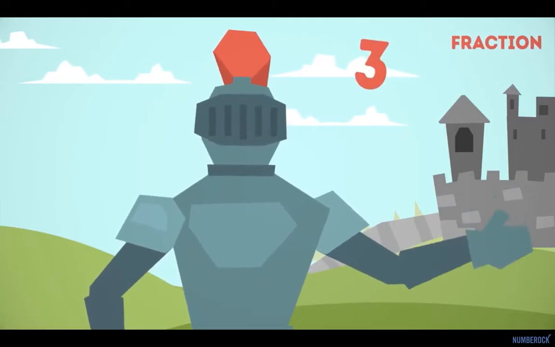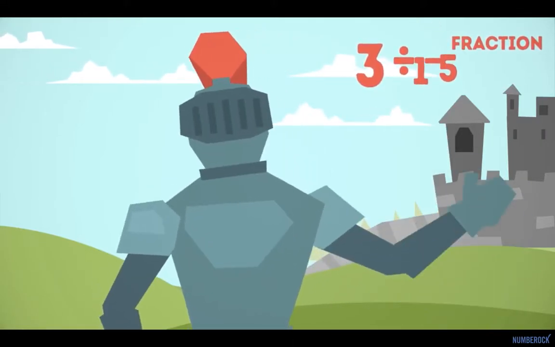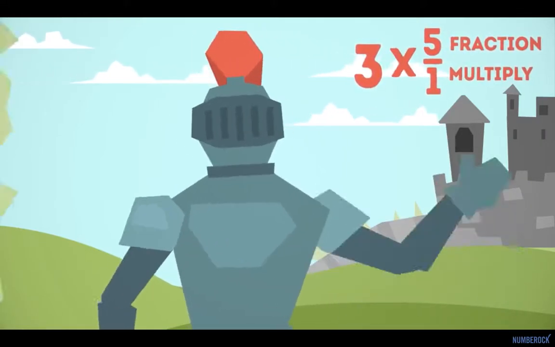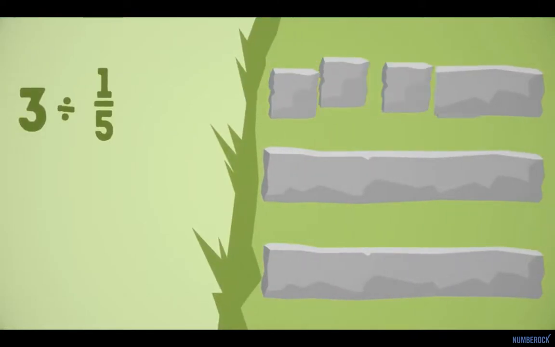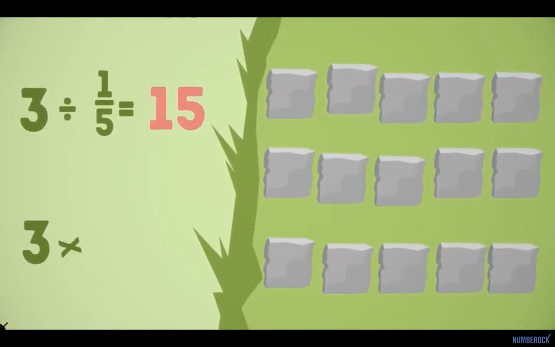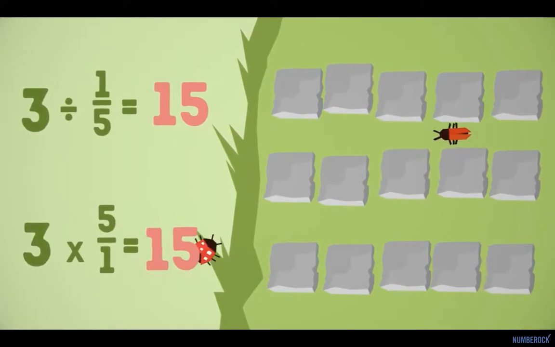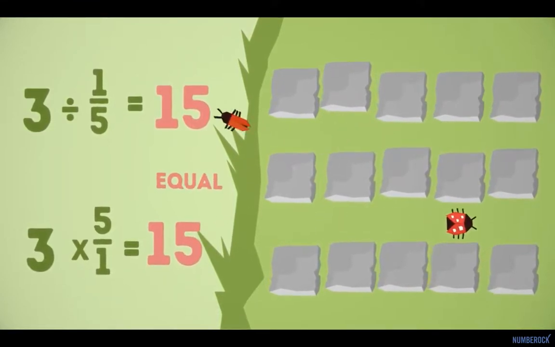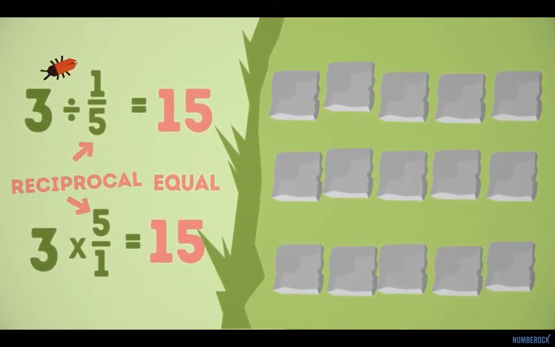When there's a fraction we want to divide by, we can flip the fraction and multiply. Think of 3 divided by 1/5. We'll get the same answer if we multiply and flip. So these expressions are equal, and we call 5/1 and 1/5 reciprocals.